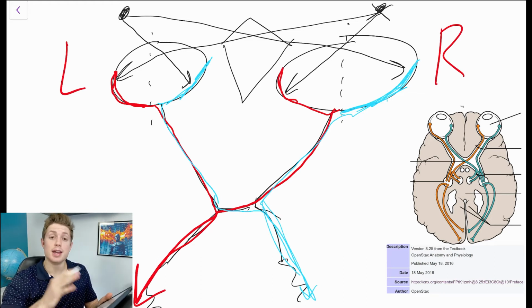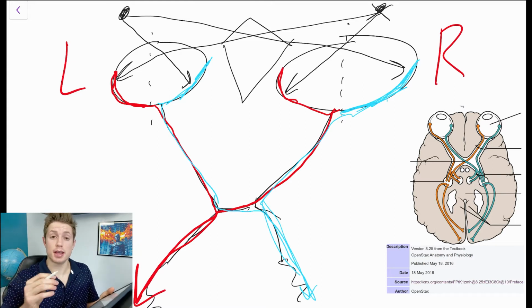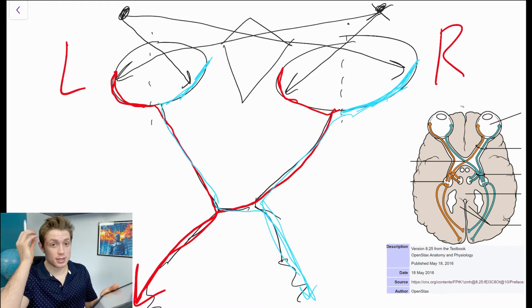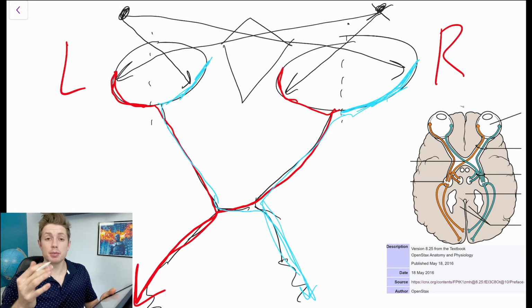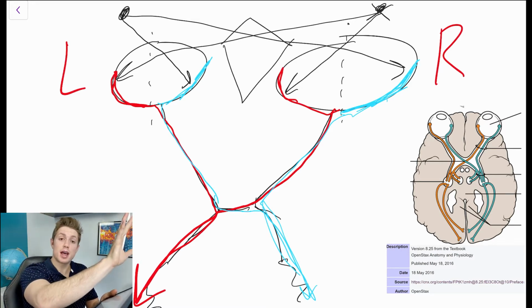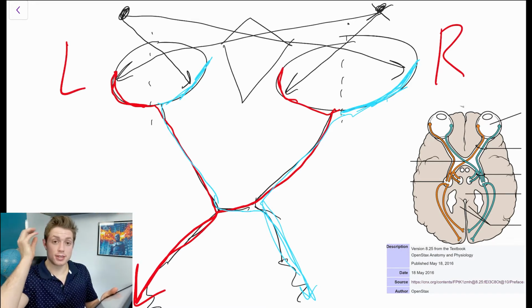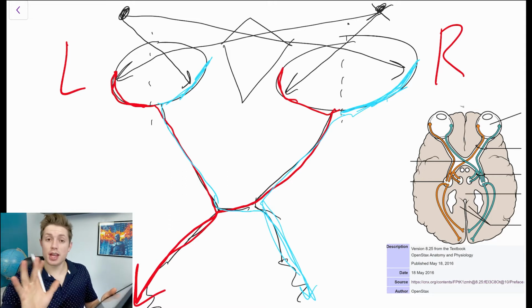So your brain is actually flip-flopped, which is kind of the pattern you see throughout your entire body. You have this contralateral representation of the world, so what you feel on your left hand is actually processed by the right side of your brain. Similarly, everything you're seeing on the left side is crossing over and being processed in the right half of your brain. So that's one thing we're starting with.